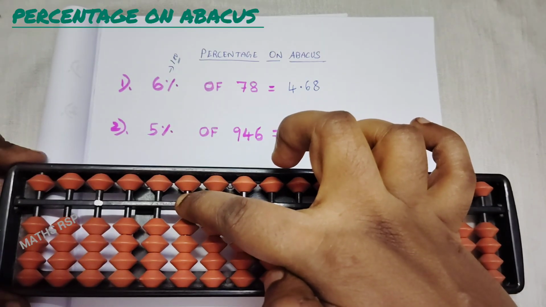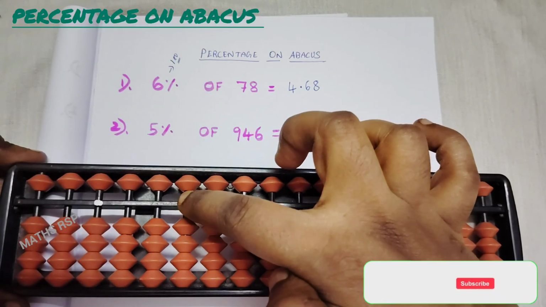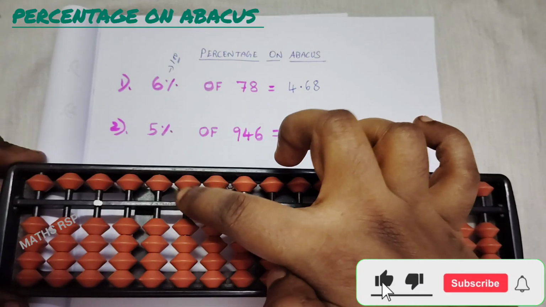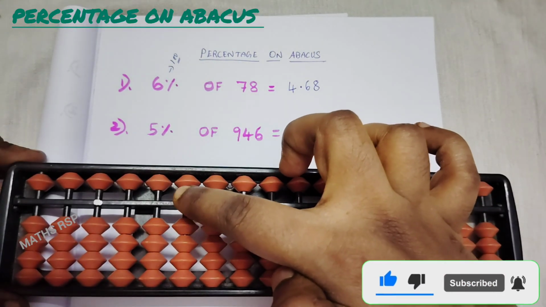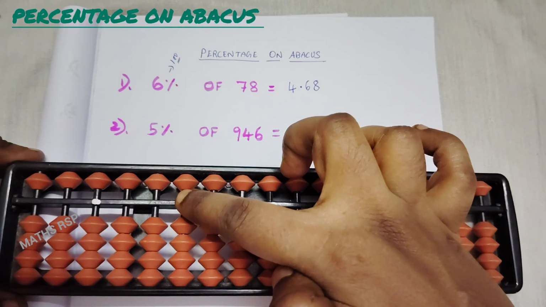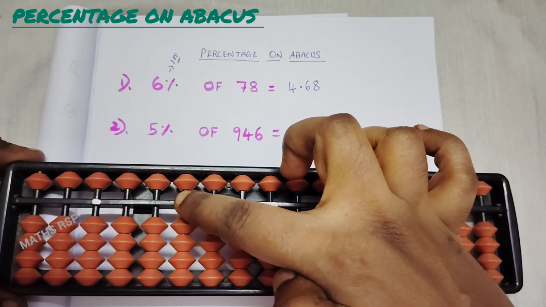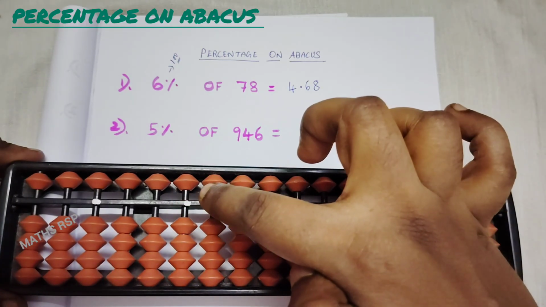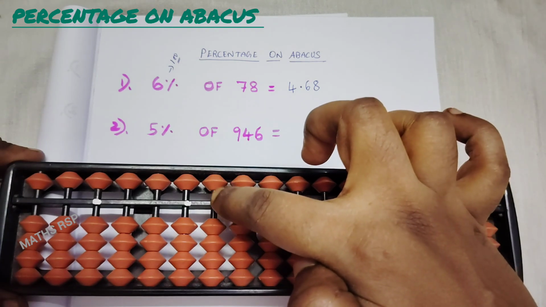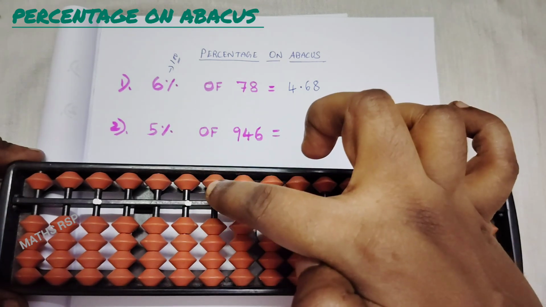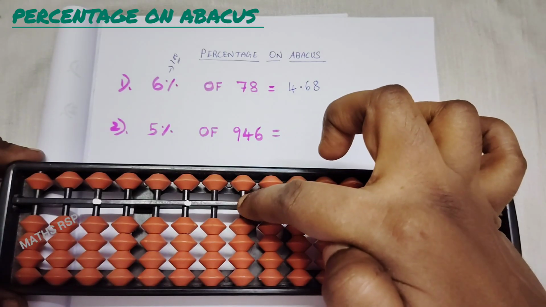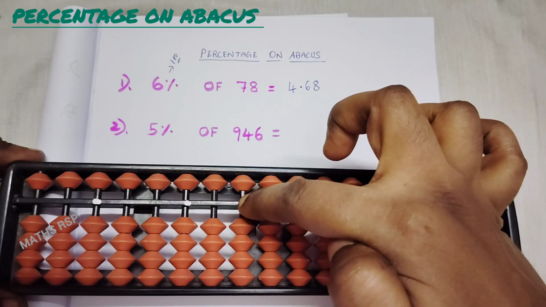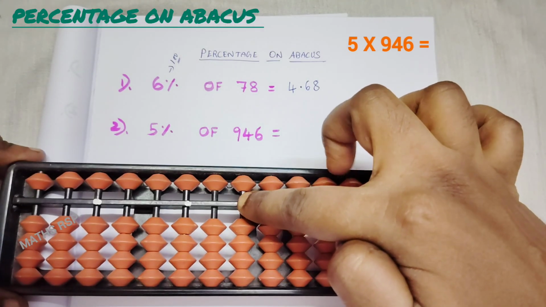So, now, if it is normal multiplication, we can start the multiplication process from the thousands rod. But this is a percentage problem. Percentage means 100. In hundreds, 2 zeros are there. So, we need to shift again 2 rods from this hundreds rod. Okay. Not in thousands rod. We need to shift from hundreds rod. So, 1, 2. From this rod, we need to start the multiplication process. Okay. So, 5 into 946.